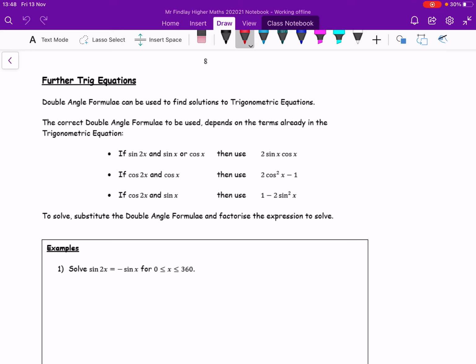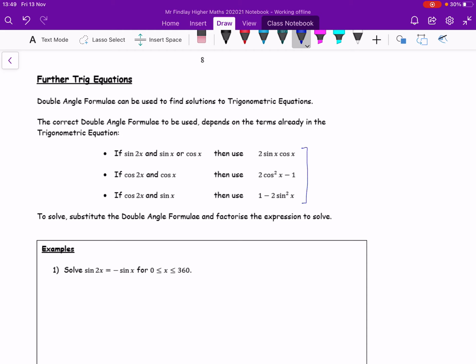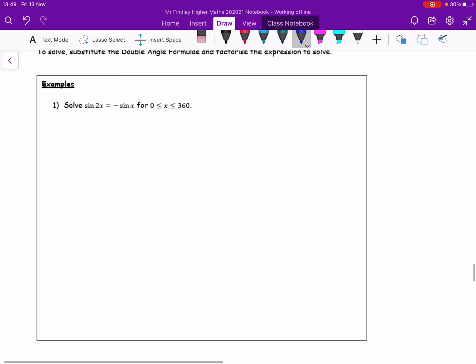Grade 5 pupils, we're looking at some further trig equations, part of the addition formula section of the course. This builds on trig equations found in Unit 1. In these examples, we have the option to substitute in our double angle formulas for sin 2x or cos 2x. The formula will depend on the information that is given.